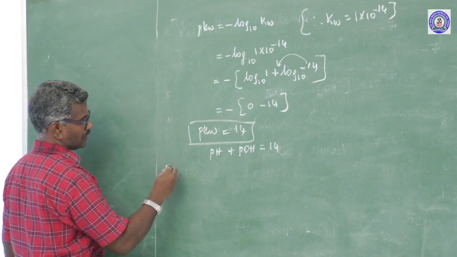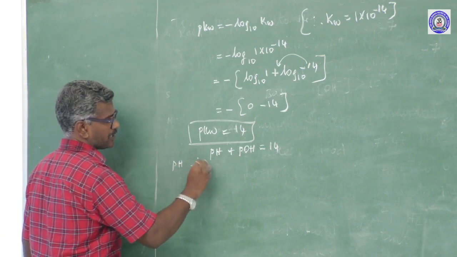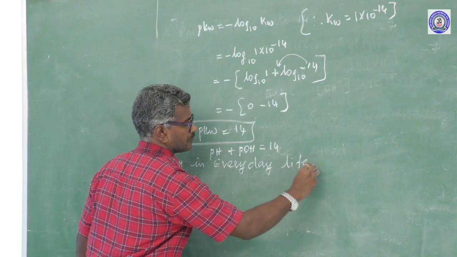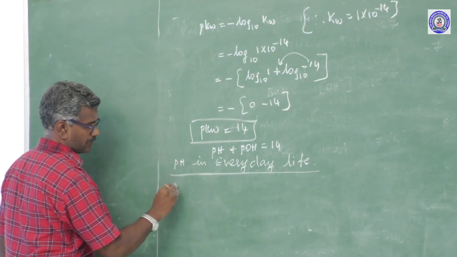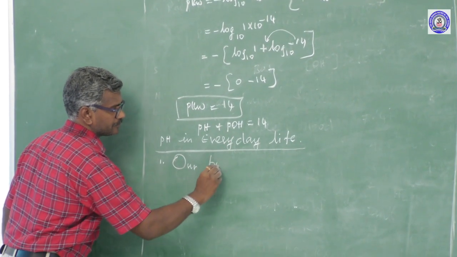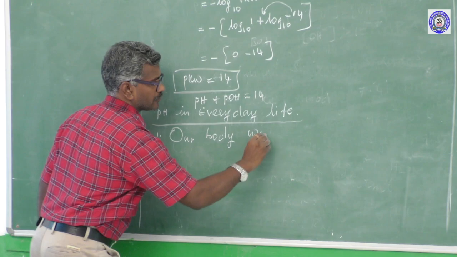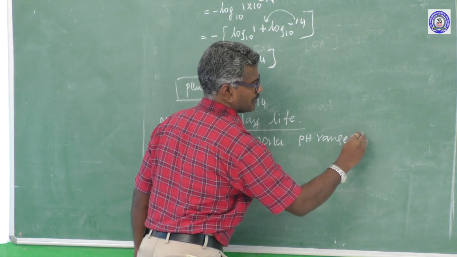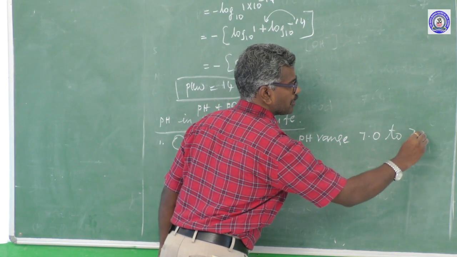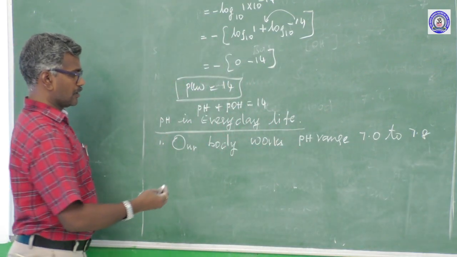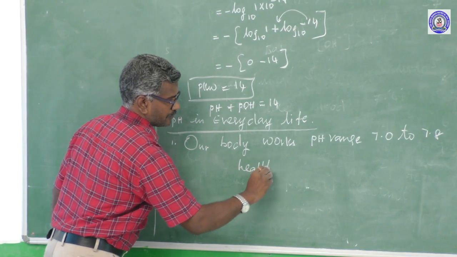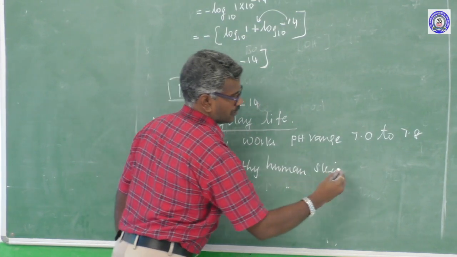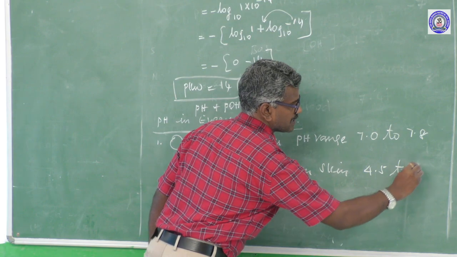Another one is pH in everyday life. Point number 1: our body works in a pH range of 7.0 to 7.8. Healthy human skin is around 4.5 to 6.